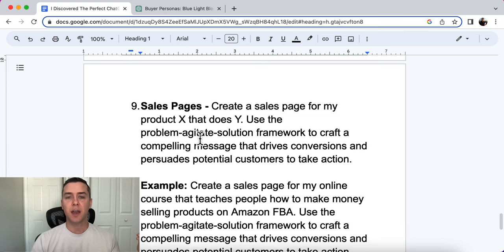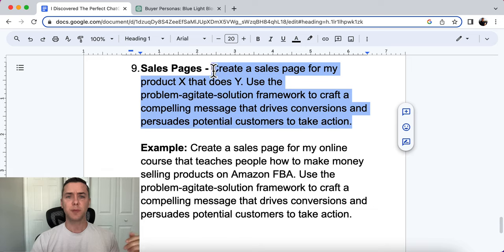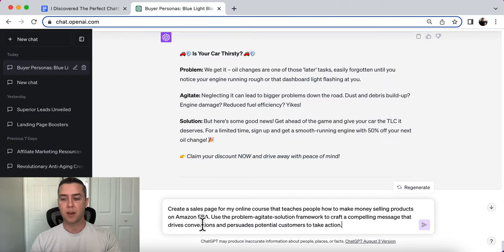And finally, number 9 is a sales page. So the prompt is this. Create a sales page for my product X that does Y. All right, we want to use the problem agitate solution framework to craft a compelling message that drives conversions and persuades potential customers to take action. Okay, so the example that I'm going to be using is I have an online course that teaches people how to make money selling products on Amazon FBA. Use the problem agitate solution framework to create a compelling message. Let's see what it spits out.